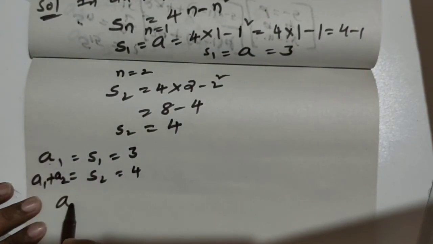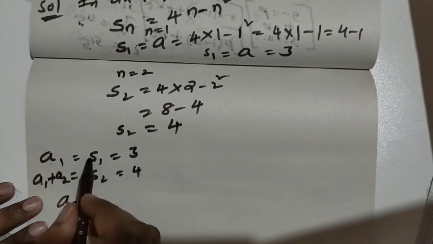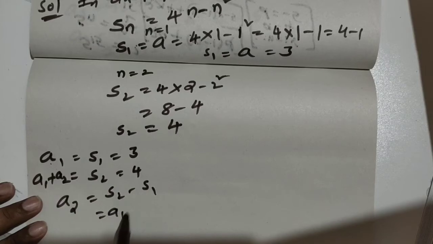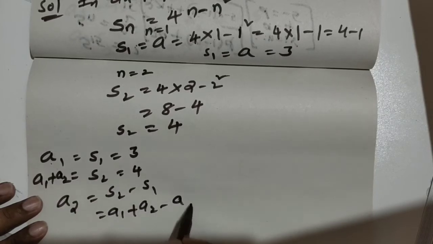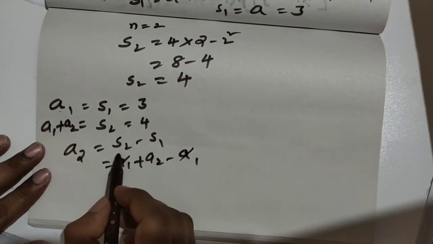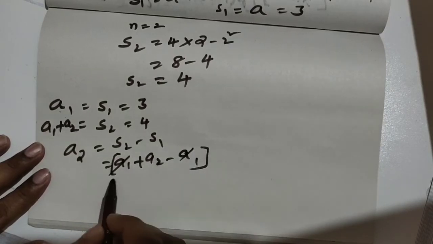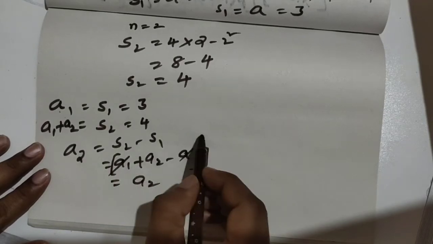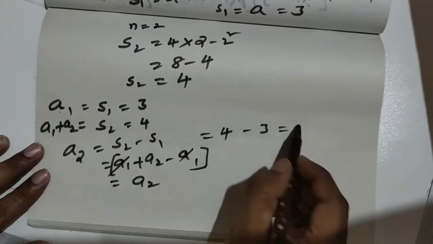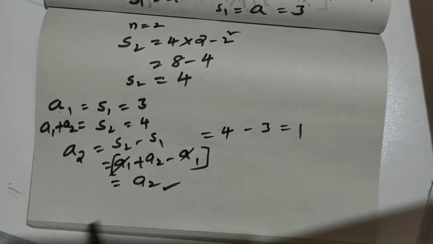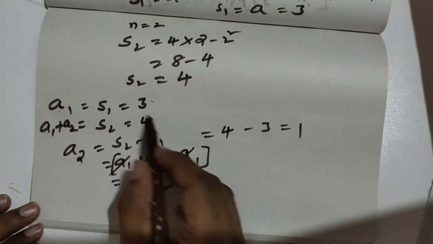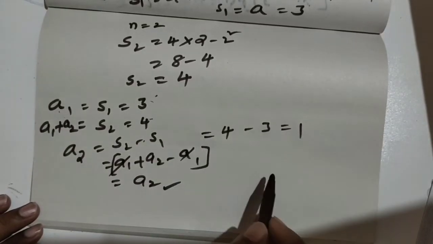To get the second term, subtract these two: S2 minus S1, that is A1 plus A2 minus A1. A1 gets cancelled, and we get A2. Actual value: S2 minus S1 is 4 minus 3, that is 1. This is only for understanding purposes. You can directly use this relation, use these values 4 minus 3, that is 1.